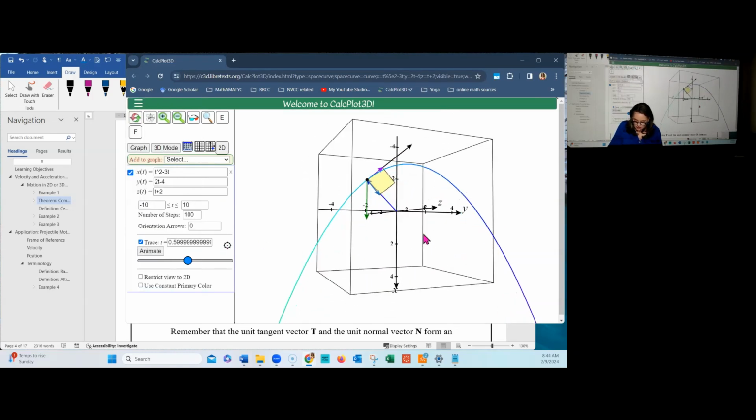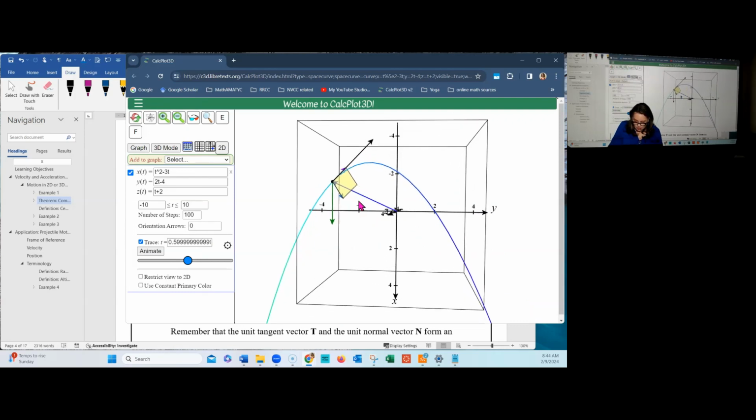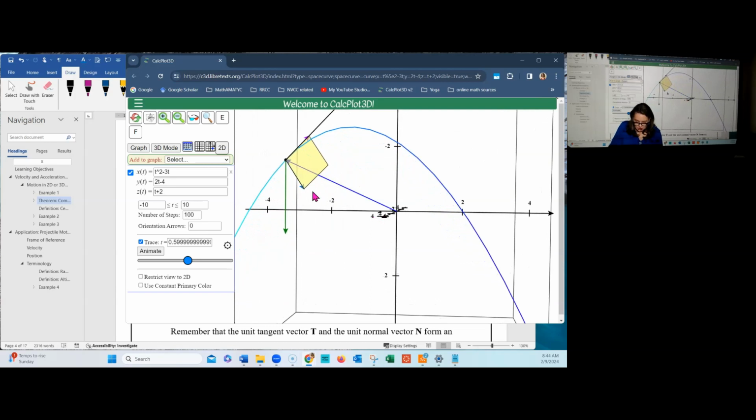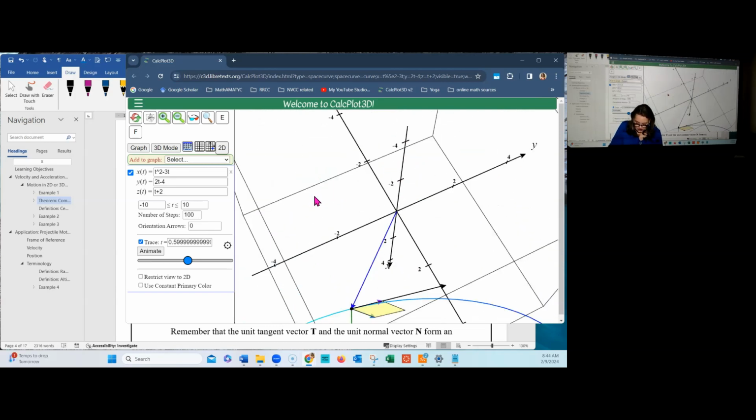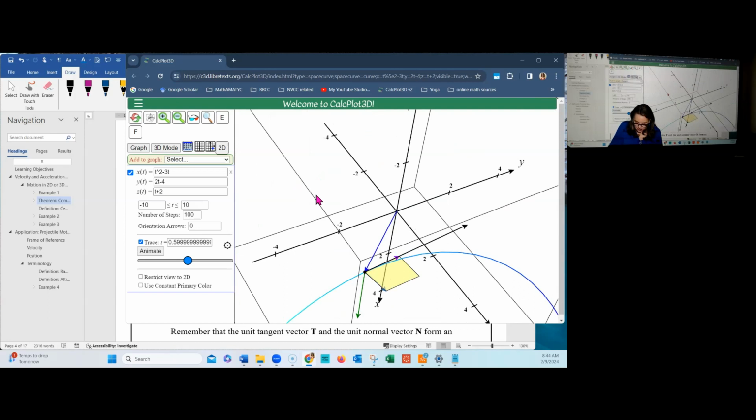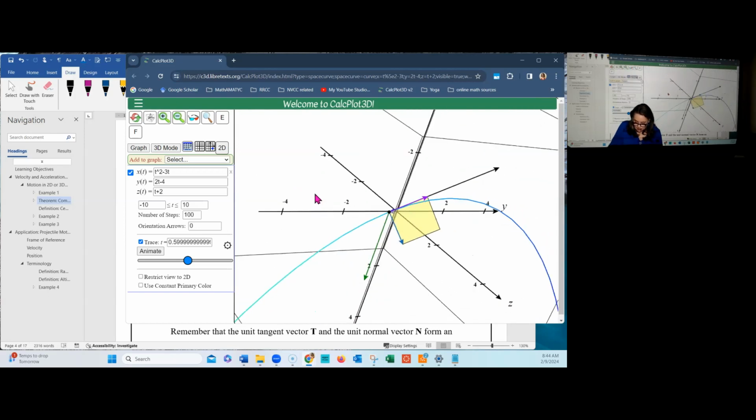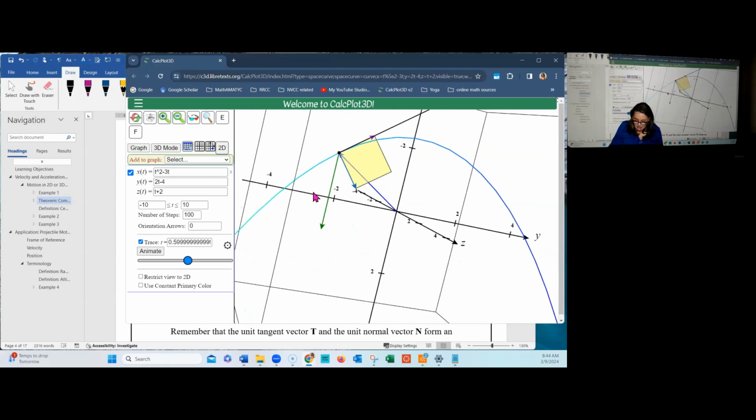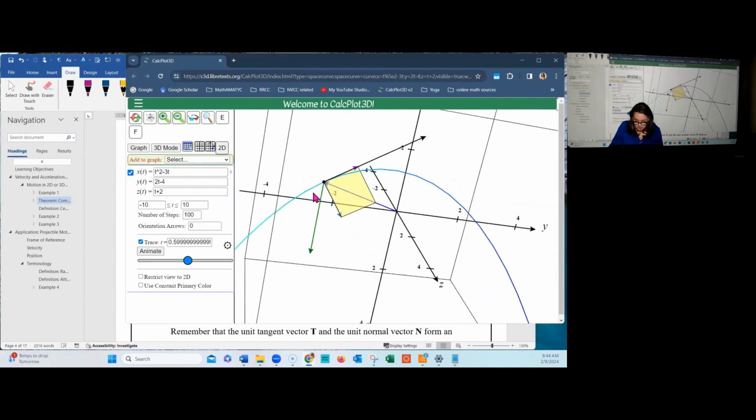Now, if I come over here, if you use your scroll bar, you can make the picture larger without zooming in or out. When you look at it like this, do you see that that yellow plane contains both the unit normal and the unit tangent? And our acceleration vector lies along that plane. Let's move it to a different point so it's a little more obvious it's in the plane.